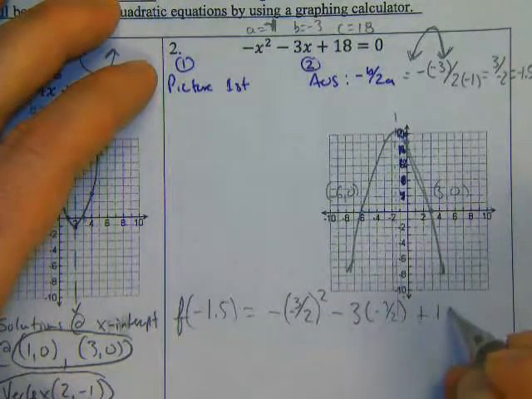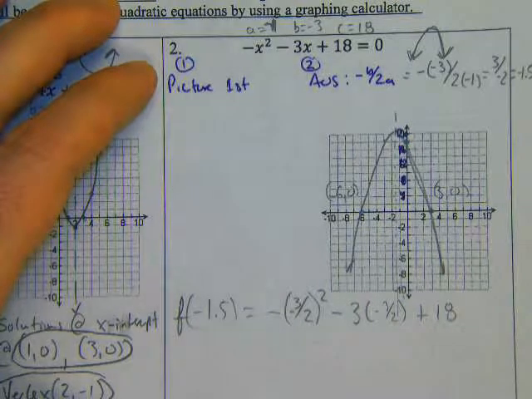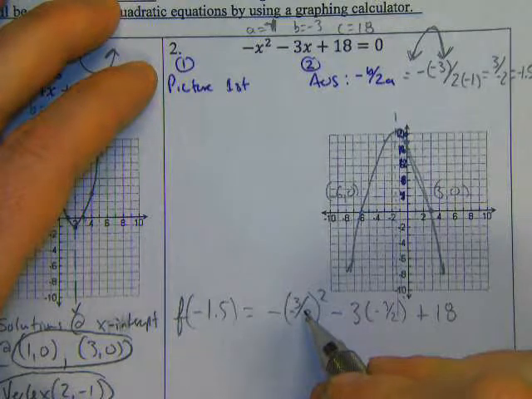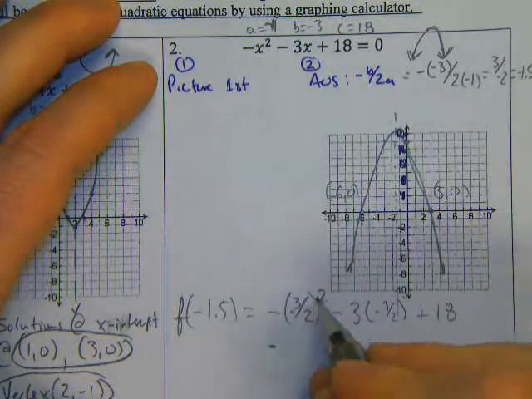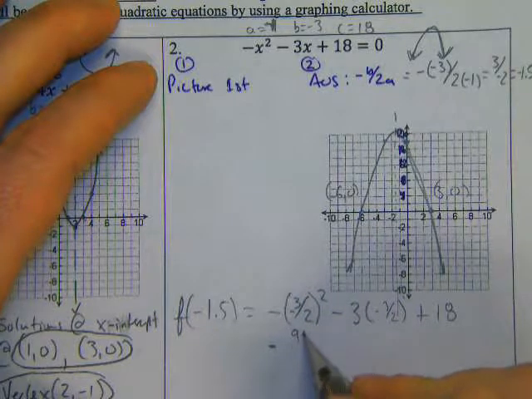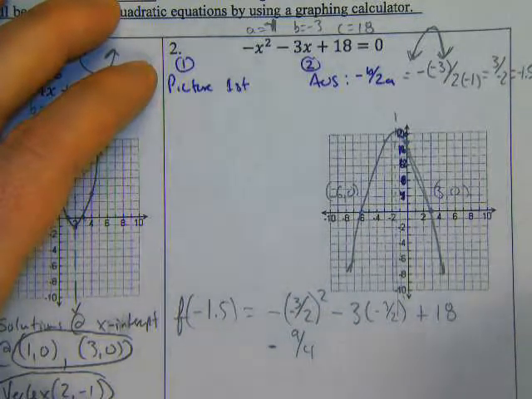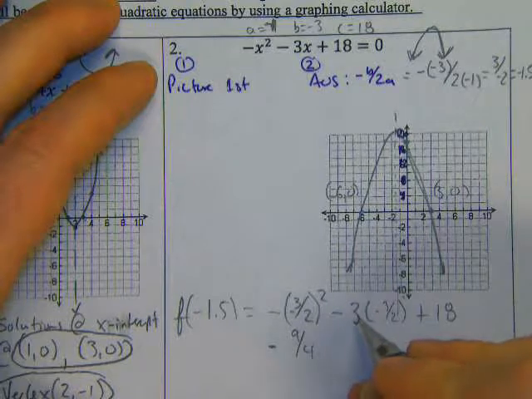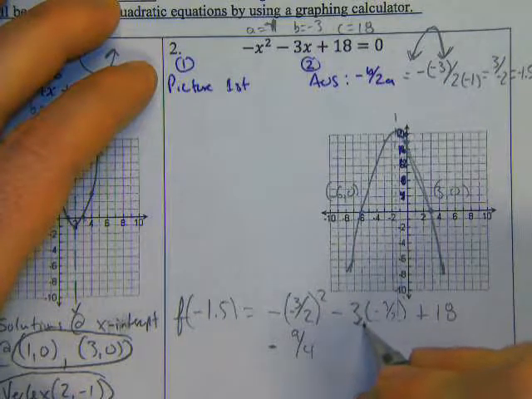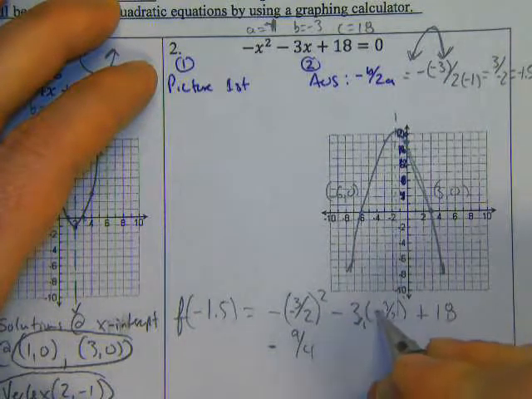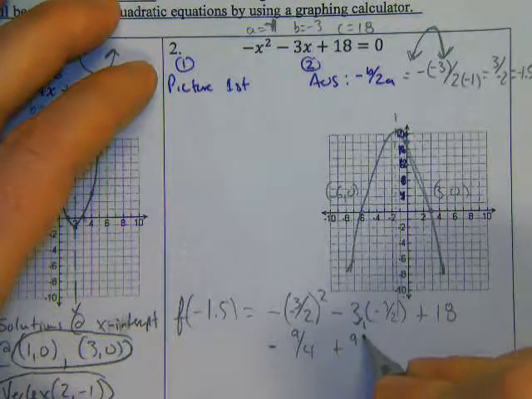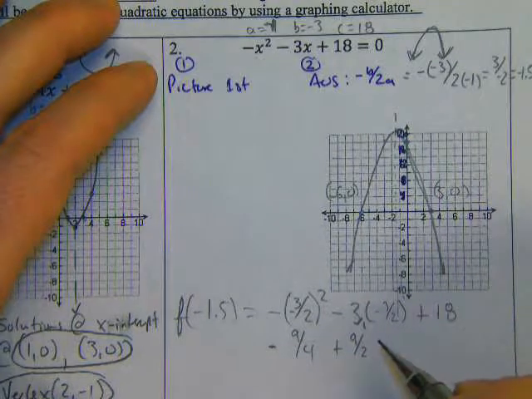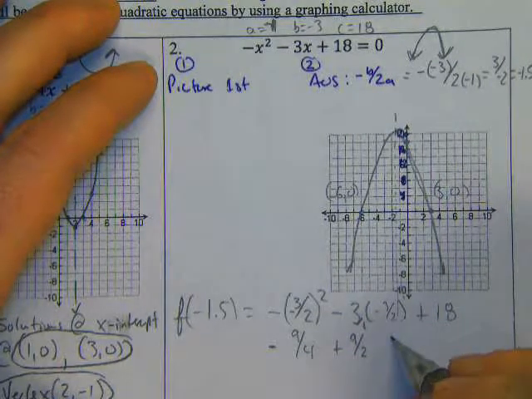And then I've got plus 18. So I'm going to square that, so that's going to turn positive, but there's a negative out front, so the whole thing's going to be negative, and I just square the top and square the bottom, so 9 over 4. Multiplying, that's like 1. So negative 3 times negative 3 is 9 over 2. And then 18.